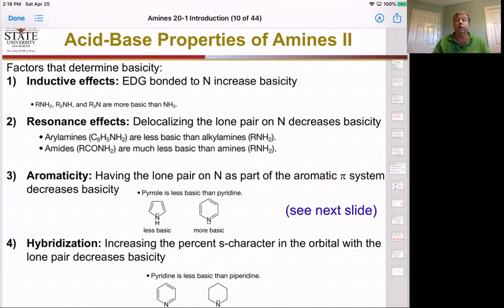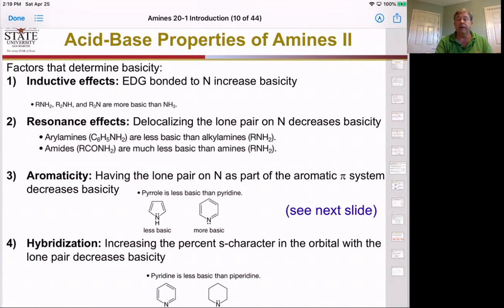Which brings us to our first effect that decreases basicity, the resonance effect. If you can pull some of that electron density away from the lone pair and divide it over multiple atoms, then you are decreasing the basicity of the system. In aromaticity, we actually have two different effects, depending on whether the lone pair is involved in the aromaticity or not. I'll talk about that on the next slide.